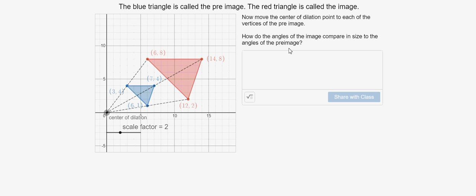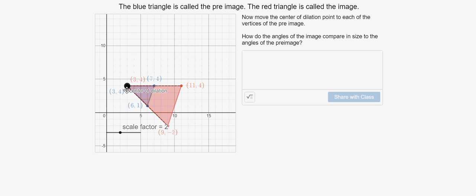Now move the center of dilation point to each of the vertices of the pre-image. Remember, the pre-image is the blue triangle. How do the angles of the image compare in size to the angles of the pre-image? So again, we're going to move the center of dilation to each vertex of the pre-image triangle. So notice what happens here. See how they're lining up? Your image, the new red triangle, on your blue pre-image, the original.